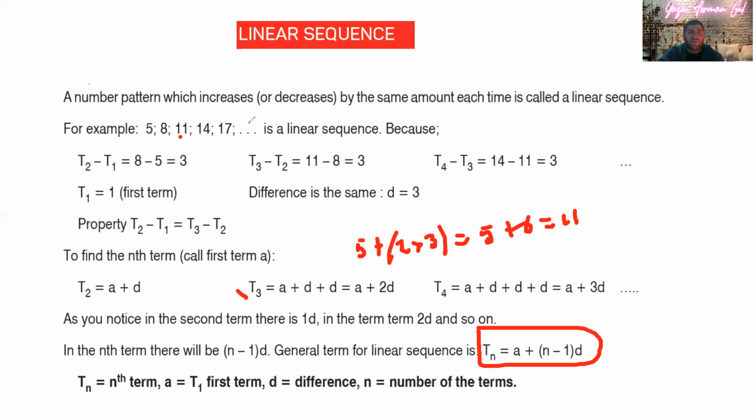If I ask you what is the fifth term, then Tn is going to be T5, because the fifth term is the term I'm looking for. A is term 1. In this sequence, the first term is 5. D is the difference. We said the difference here every time is 3. And n is the number of the term. This is the most important part. Like I said, you're going to have to know this formula.